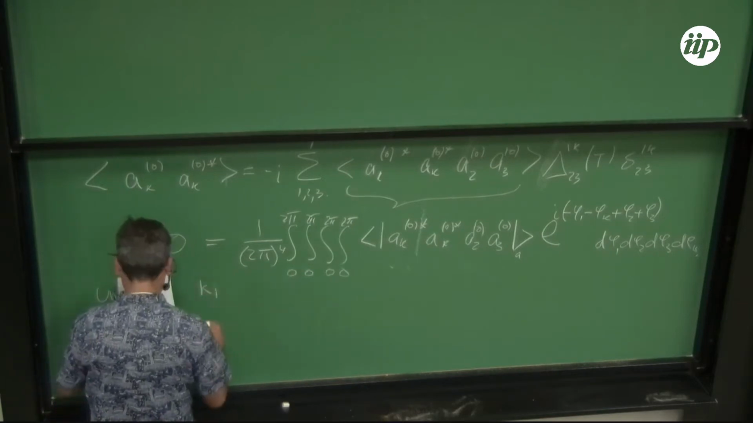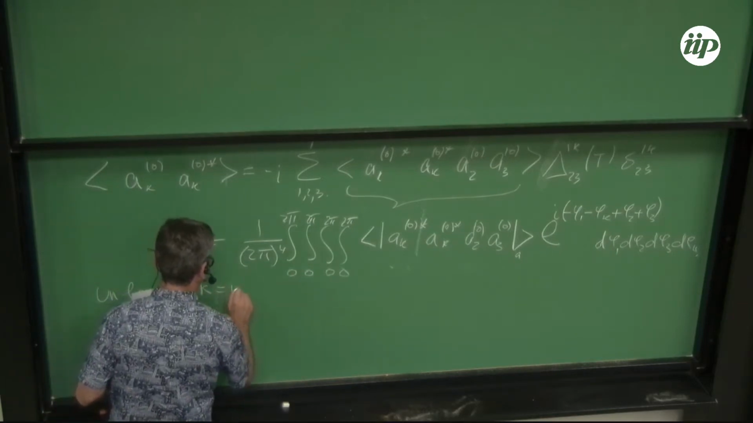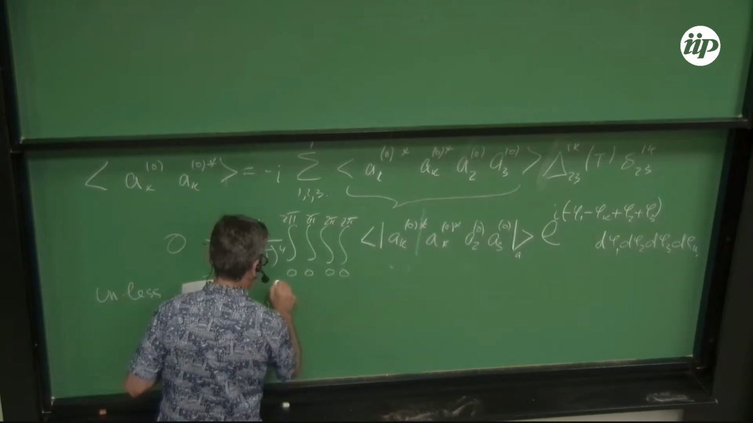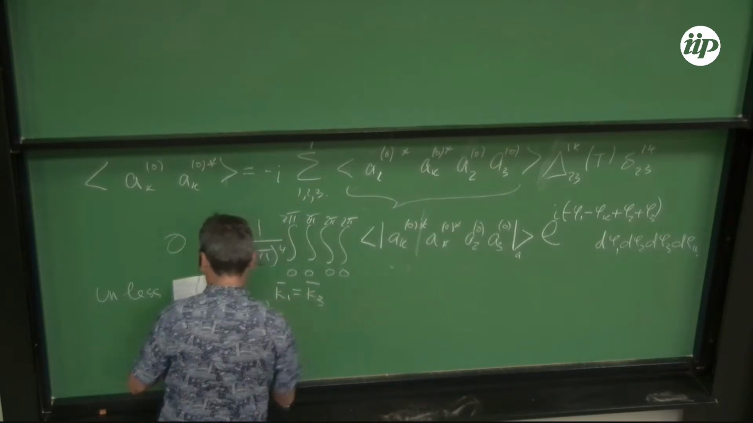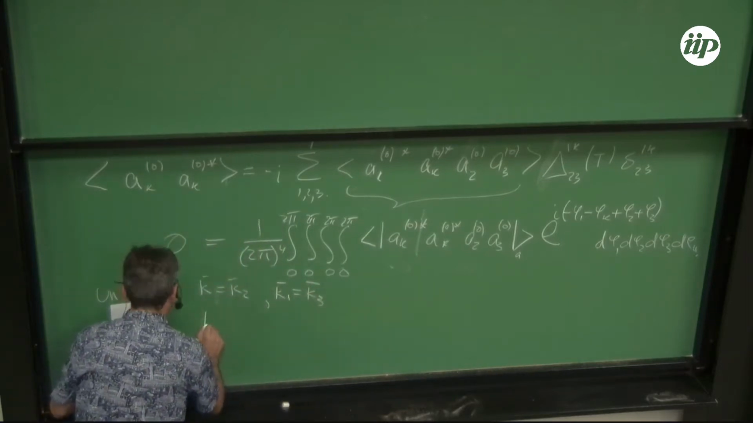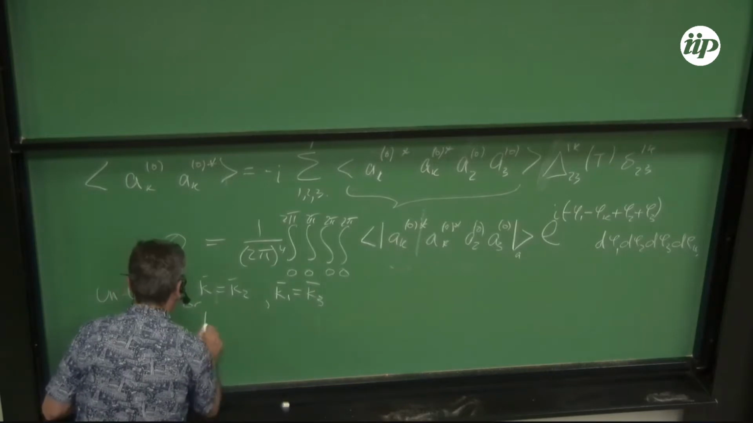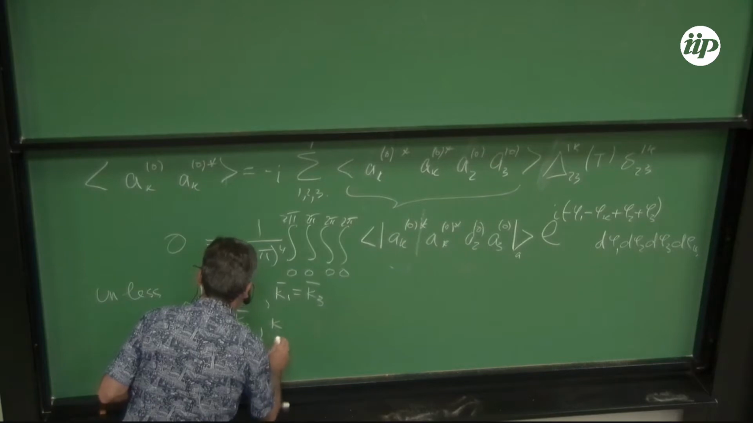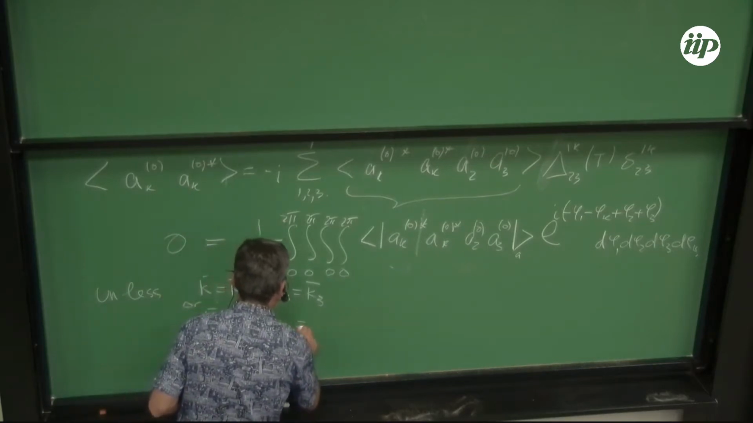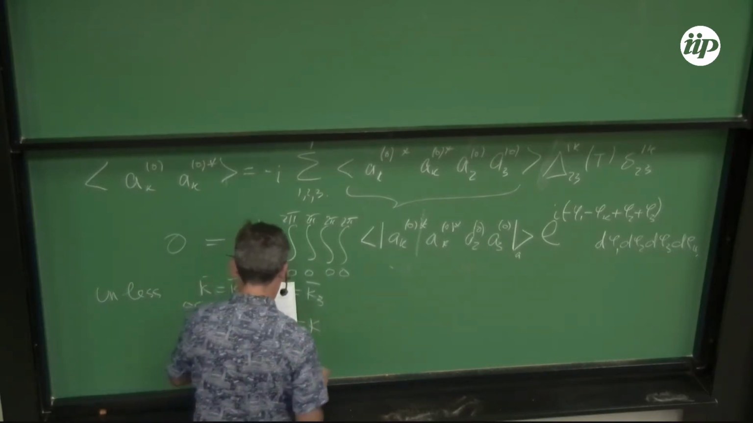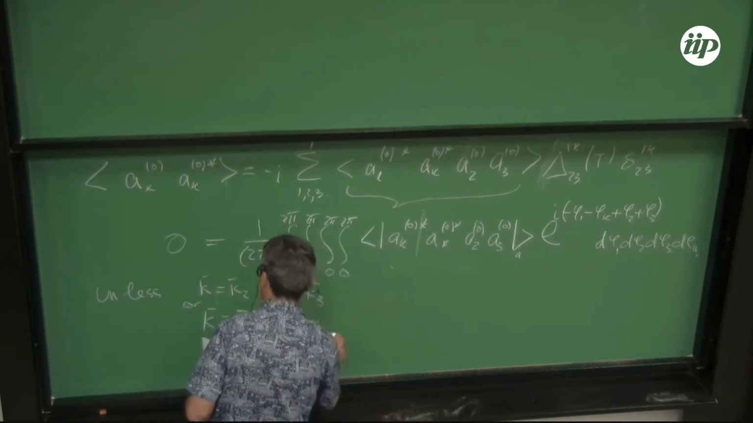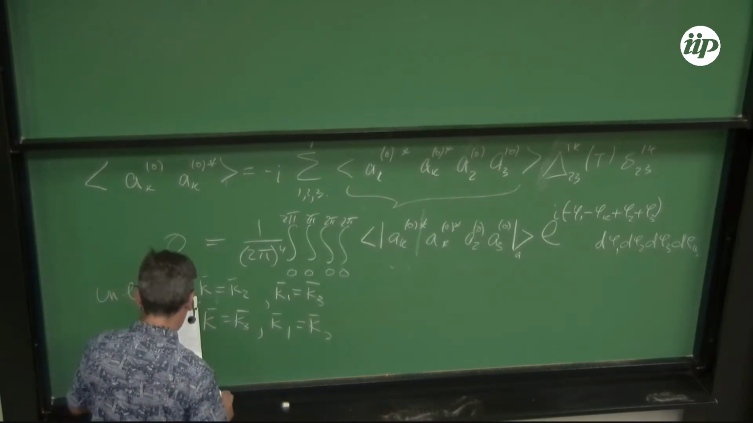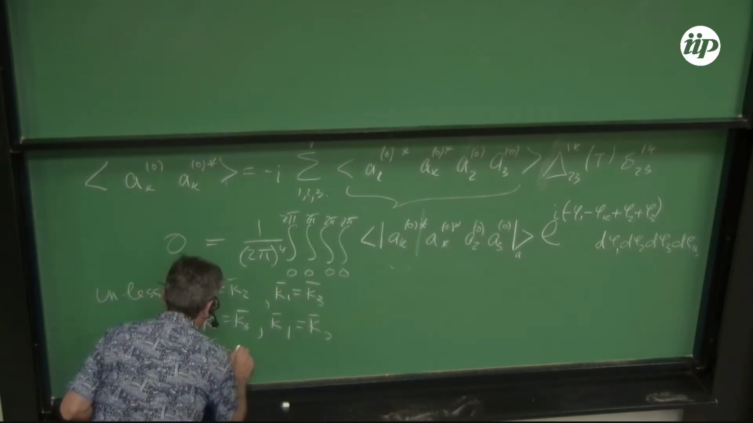k equal to k2, k1 equal to k3, or k equal to k3, k1 equal to k2, or k, they're all equal.